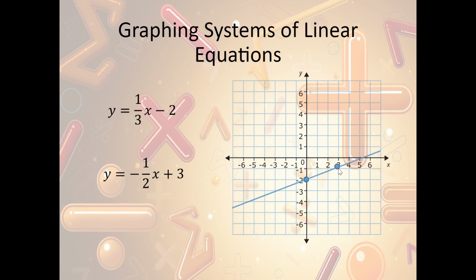Just like we did earlier, that's the same thing we're going to do now. We're just going to plot the second line on the same graph. So my y-intercept for this one is 3. So I'm going to go up 3 and plot my point. And my slope is -1/2. So I'm going to go down 1 to the right 2. Connect the dots. And notice now I have a point where they intersect, which is right there. That is considered the solution to the system of equations.